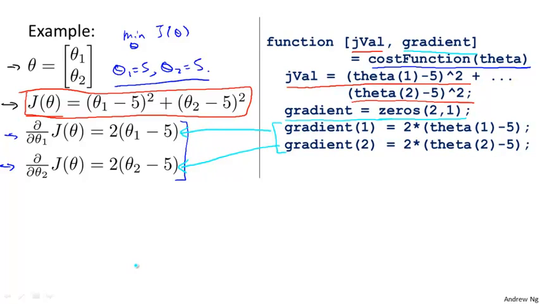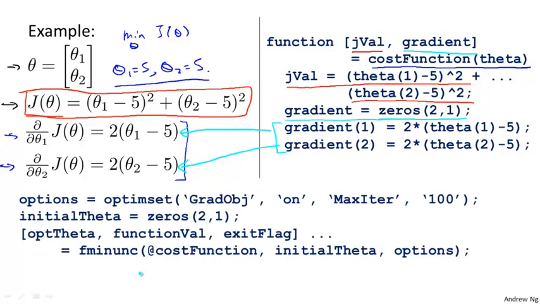Having implemented this cost function, you can then call the advanced optimization function called fminunc. It stands for function minimization unconstrained in Octave. And the way you call this is as follows. You set a few options. This options is a data structure that stores the options you want. So GradObj on sets the gradient objective parameter to on. It just means that you are indeed going to provide a gradient to this algorithm, and we're going to set the maximum number of iterations to, let's say, 100.